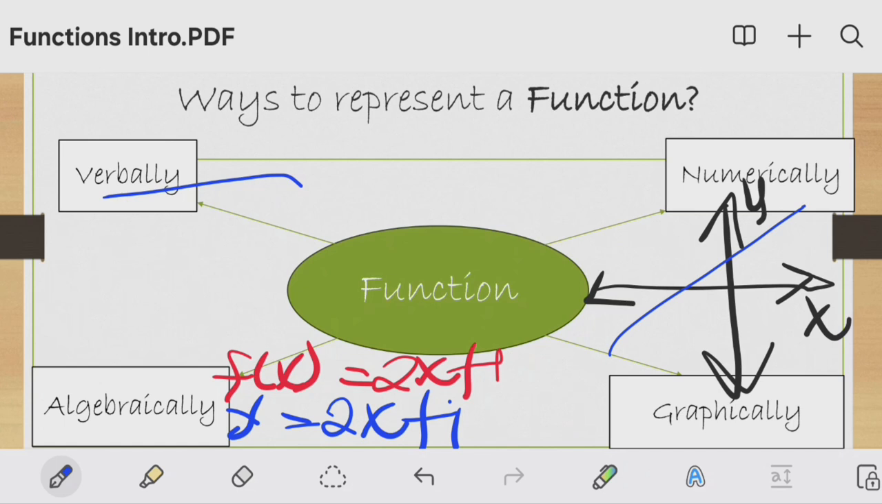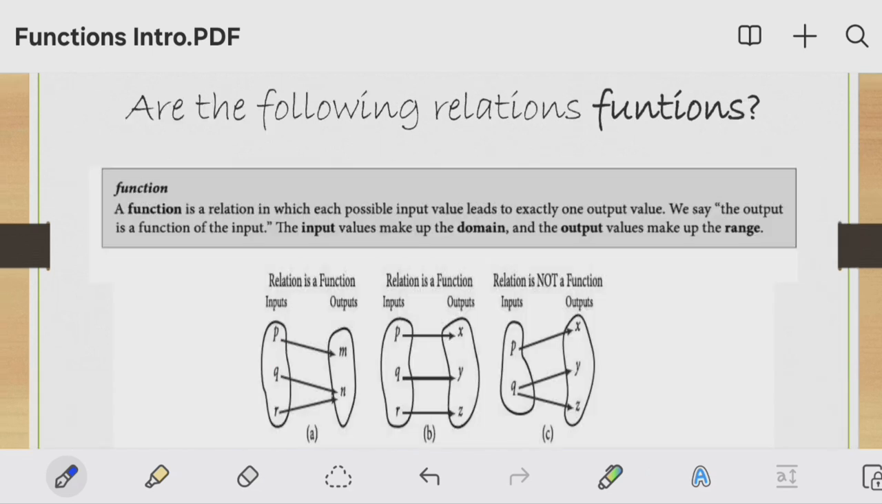Now that we have an idea of what a function is, we are asked a very important question here. They say, are the following relations even functions? Let us get back a little bit technical into reminding ourselves what a function is. A function is a relation. Remember, a relation is a set of ordered pairs where there will be inputs and outputs. So a function is a relation in which each possible input value leads to exactly one output value.